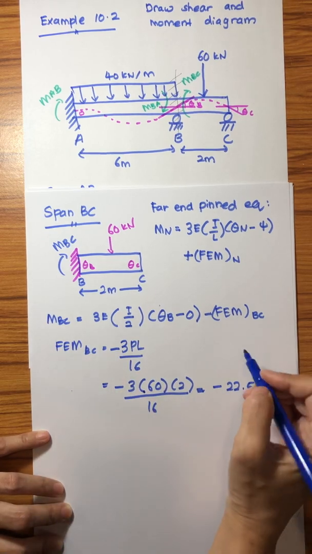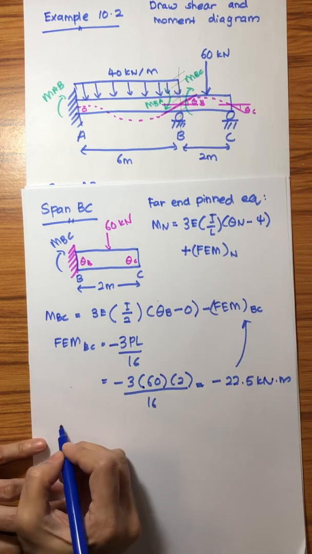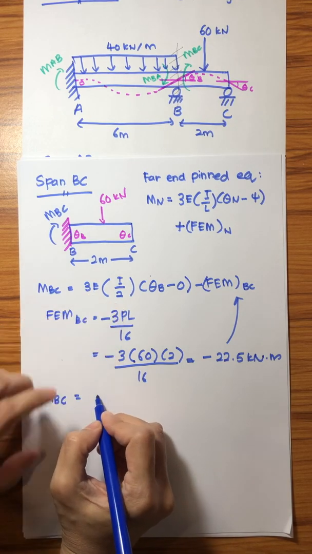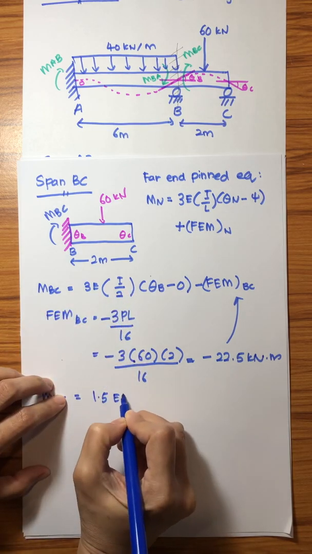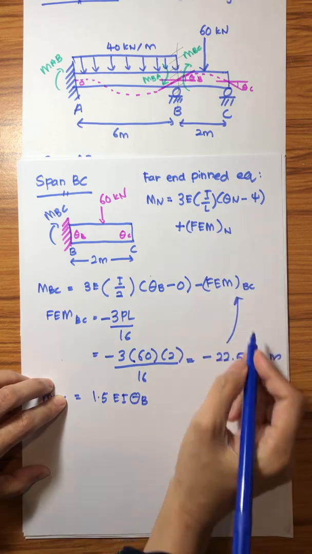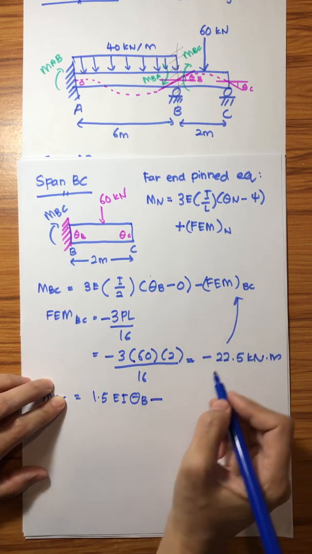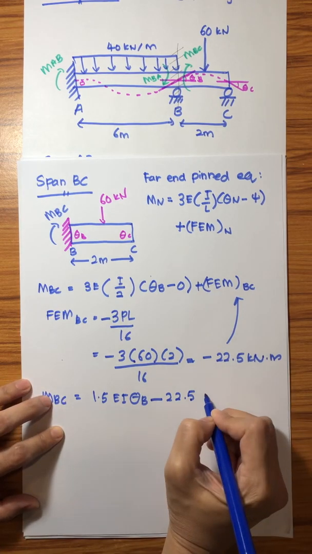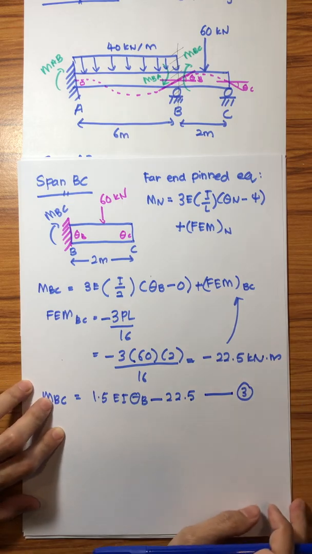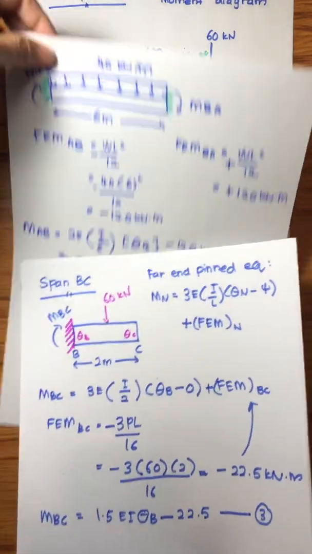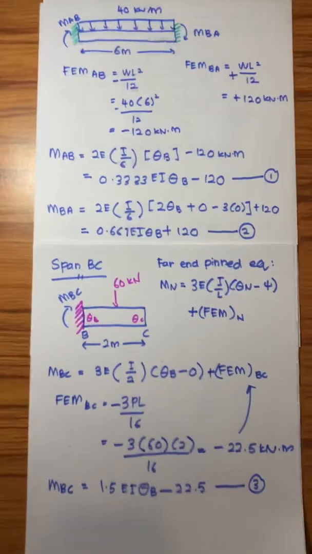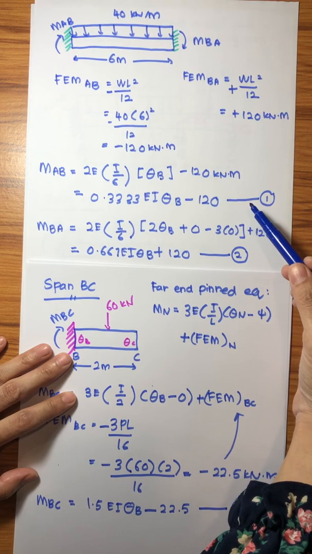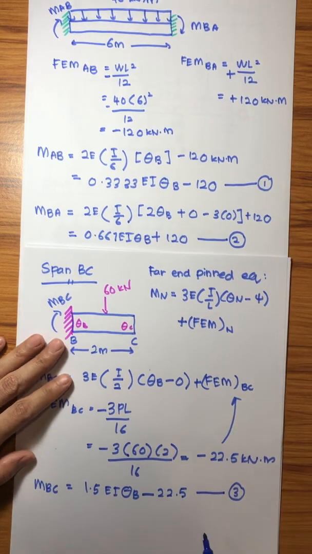You have your FEM here, then you plug in this one. So you have MBC is equal to 3 over 2, 1.5 EI theta B, FEM minus 22.5 kilonewton meter. Okay, this is equation number 3. Let's see equation number 1, equation number 2, and now we have equation number 3.